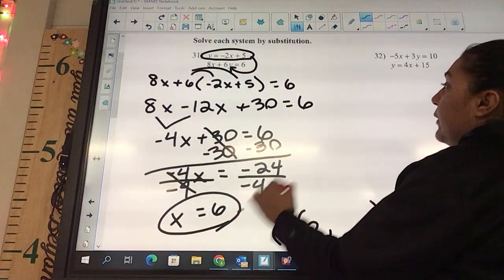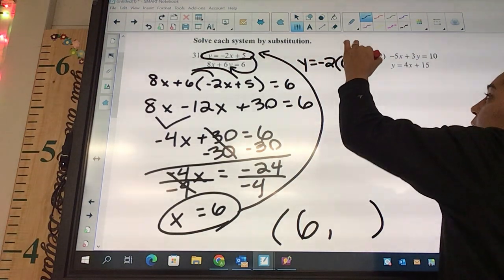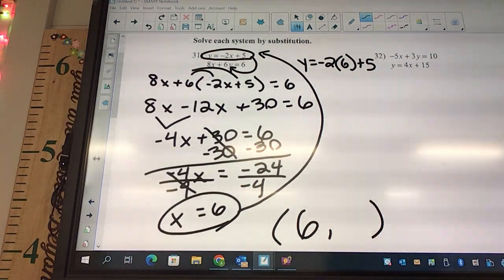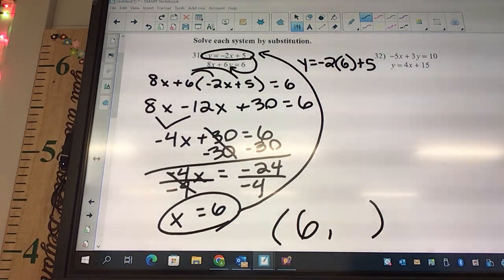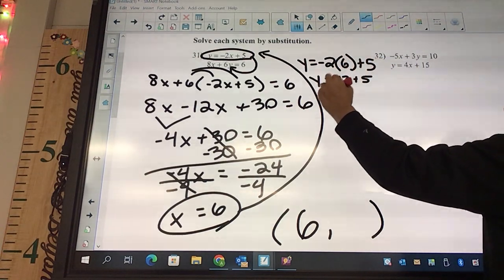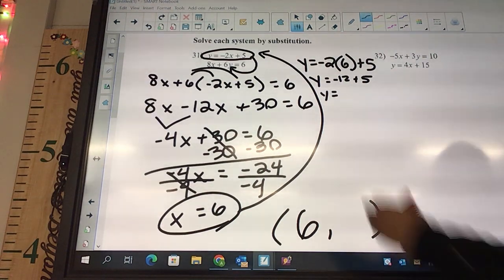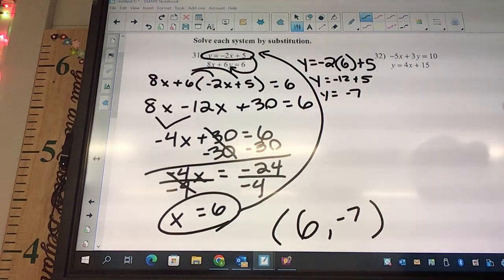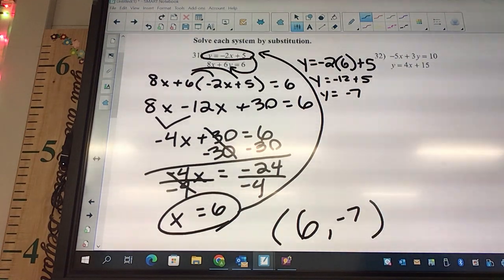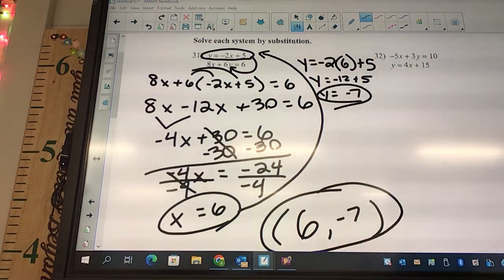Okay, so we would go back through here and plug it in up here, and we got y equals -2, and instead of x, I'm writing 6, plus 5. Okay, what is -2 times 6? -12 plus 5. -7. Okay, and so this is actually our answer. These are the answer choices that you would see. It would be in that coordinate form, okay?